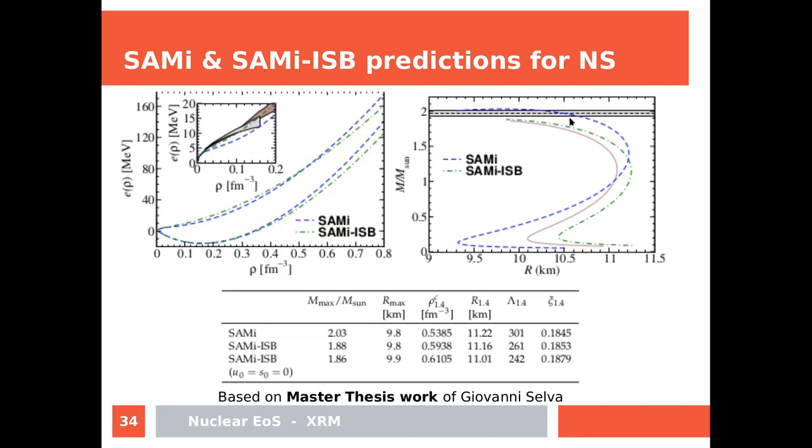But the point here was not to do a very accurate calculation. The point here was to see the differences between the different predictions. For example, if you compare the green line, which is SAMi-ISB, with the brown line, which is the same model but with the two parameters in the isospin symmetry breaking sector set to zero, there is an effect of a few hundreds of meters in a neutron star of around 1.4 solar masses, which is usually the standard neutron star. So you get already a non-negligible contribution. That was the main point.